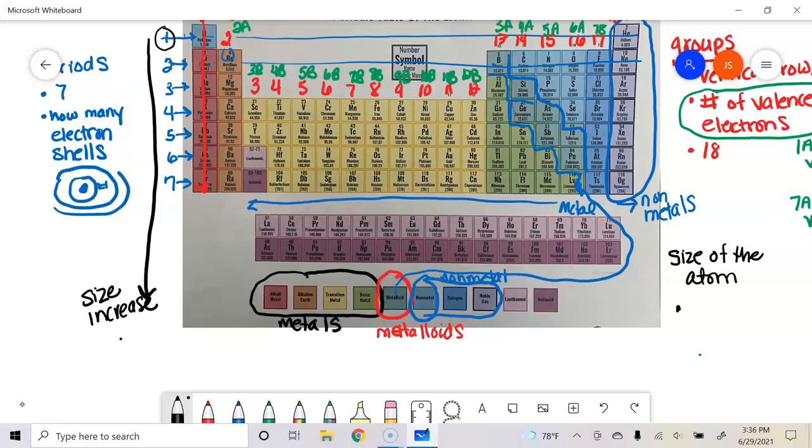Now this should make a ton of sense to you, right? Because this one only has one electron shell. This one has got 7, right? So it's got 7 going all the way around. So you know that this size is going to be bigger.